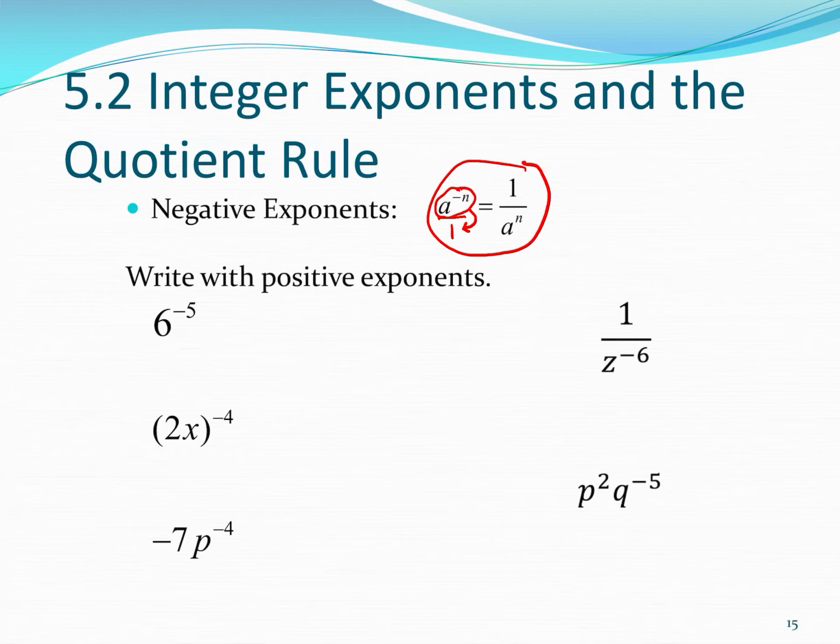Make it 1 over that base and the positive exponent. So here's how we're going to think about this. If you were to think about this a to the negative power as a fraction, being over 1, all we're going to do is take that base and its negative exponent and send it to the bottom. And when you do, on the top, since there's nothing left, it's an understood 1. That's where this 1 comes from.